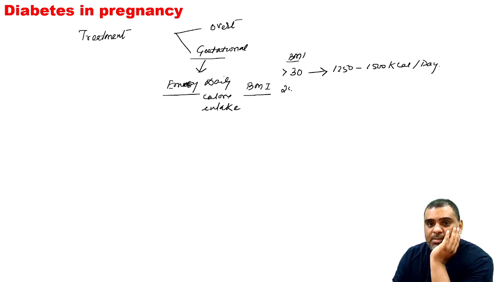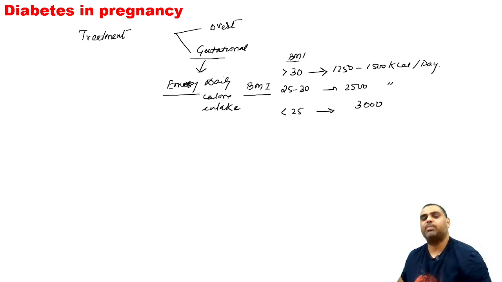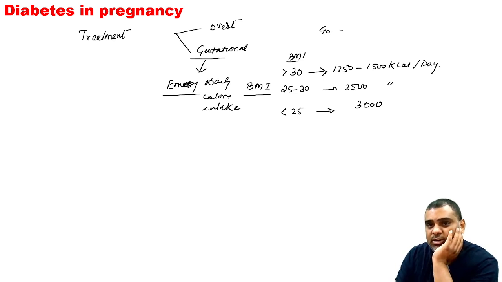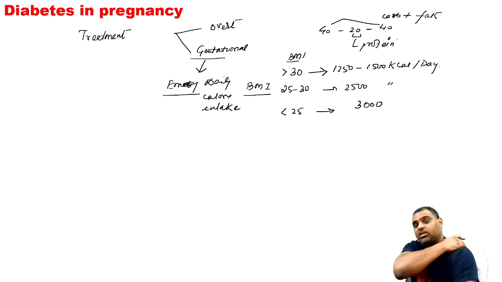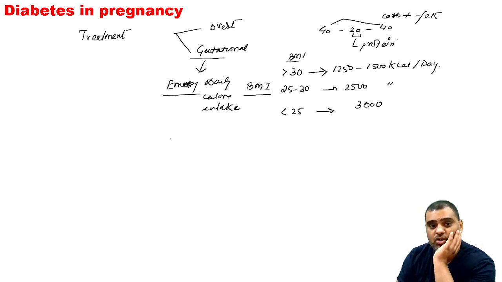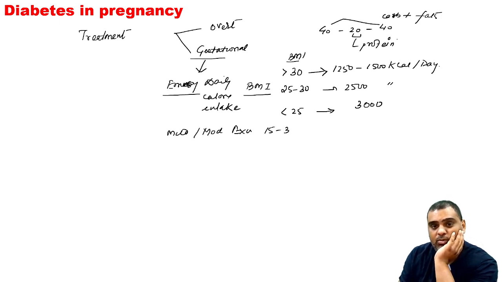If BMI is between 25 to 30, then calories should be 2500 kilocalories per day. If BMI is less than 25, then the calorie intake is 3000 kilocalories per day. Very important. Also follow the rule of 40, 20, 40: 40 and 40 should come from carbs and fats, and 20 should come from protein. Plus there should be mild to moderate exercise for 15 to 30 minutes.